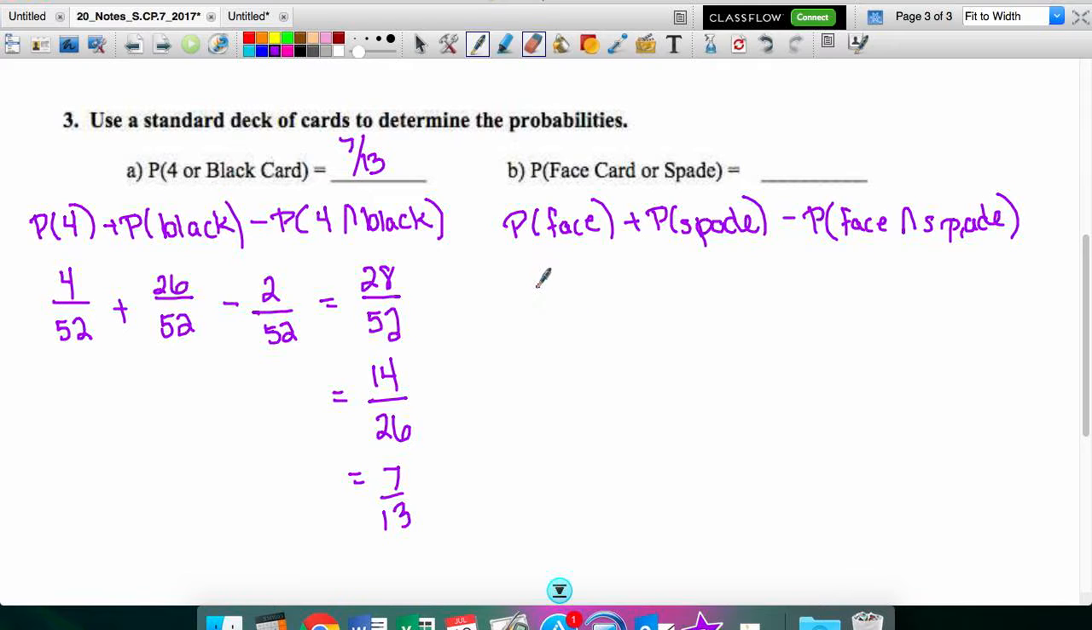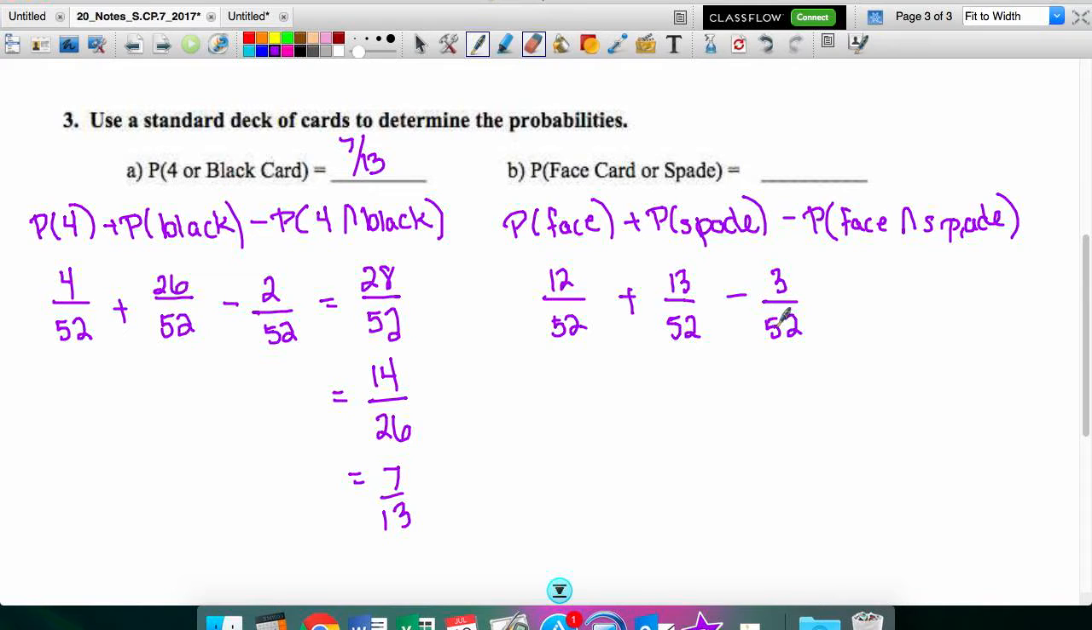So let's talk about face. There are 12 face cards. So we'll add 12 out of 52 plus spades. There are 13 spades out of 52 minus face and spades. Well, in our suit spades, we have 3 face cards. So 3 out of 52 will be face and spade cards.